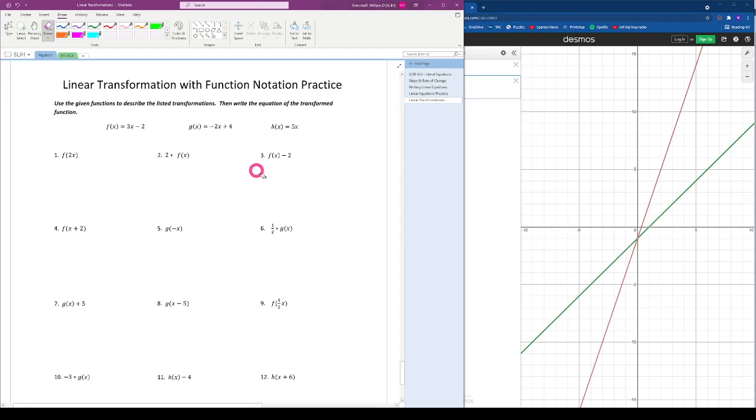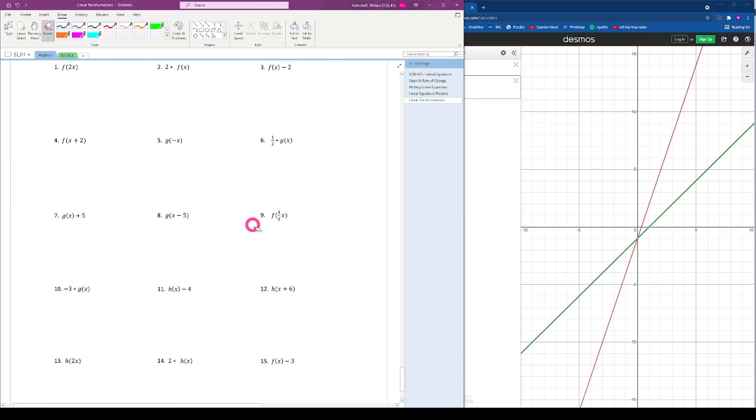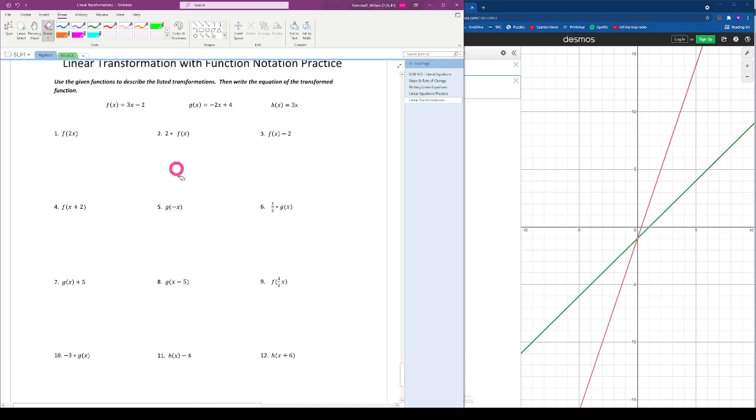So try these out, check the key on Canvas, and make sure that you're getting the concept of which things apply here.